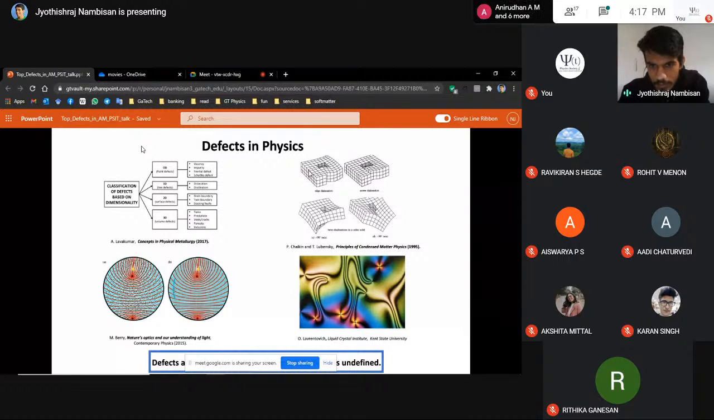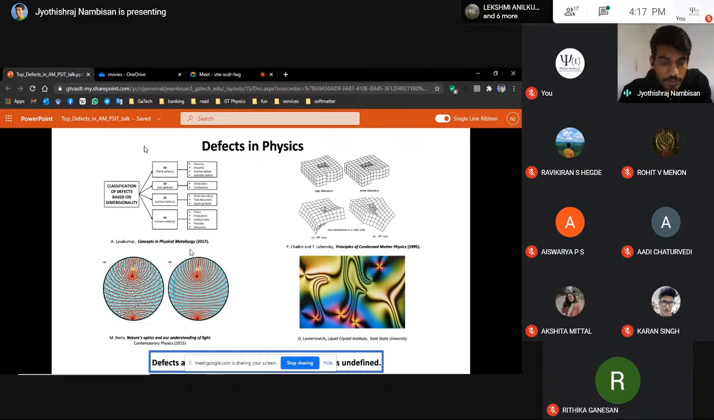So you can see some of them here. You can have an edge dislocation, you have a disclination, or you have some twist in the lattice. So these are classical examples of defects in condensed matter physics, which you can find in any of your textbooks.